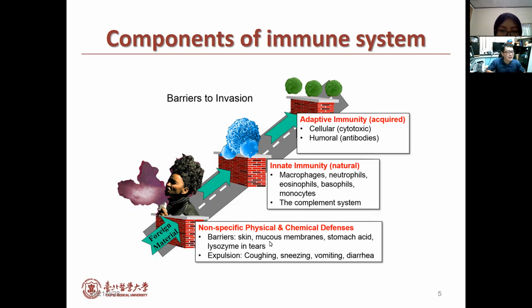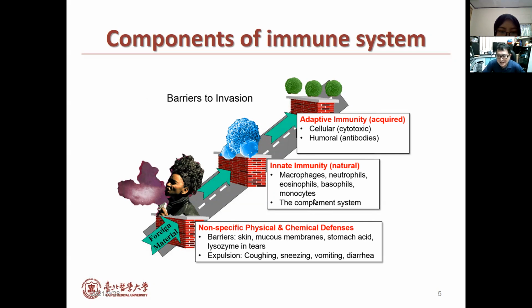And we can also use another way, a physical way. For example, coughing, sneezing, vomiting or diarrhea, something like that. That's a physical movement to remove the chance of invaders passing into our body. And the second line is innate immunity.